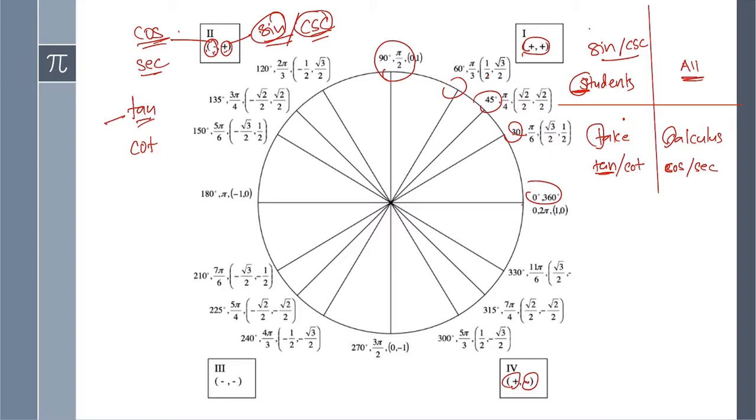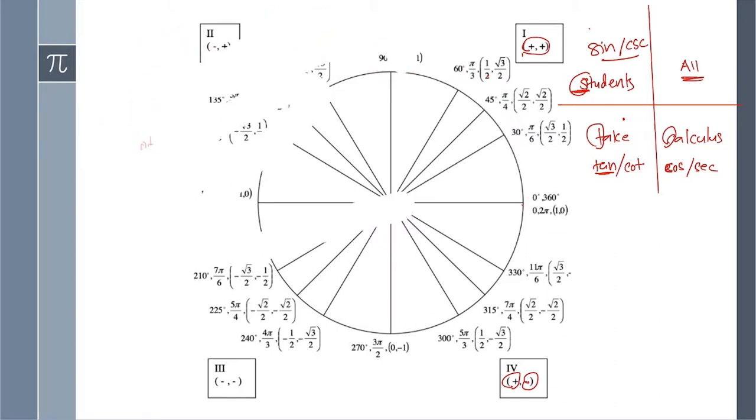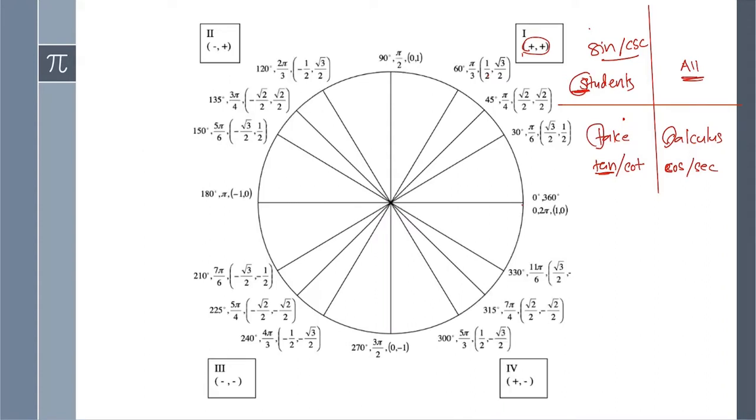Now once you remember that and you remember the angles in the first quadrant, how do you find the other angles without remembering them from the unit circle? Let me give you one example. I want to find the value for 240 degrees, say sine of 240 degrees. The first thing you do is find the reference angle, and we talked about that in one of the previous videos.